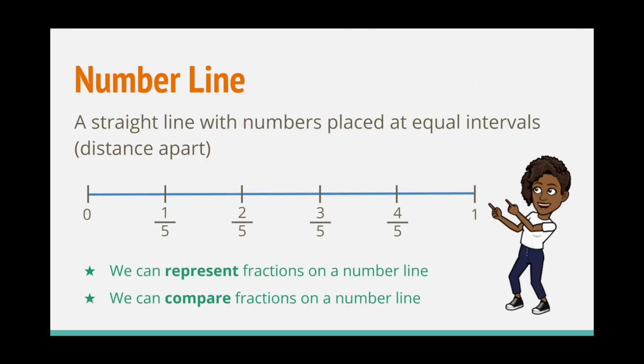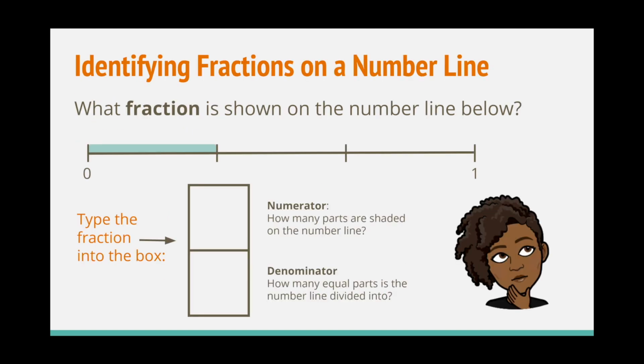I'm going to teach you a new word. This is called a number line. A straight line with numbers placed at equal intervals. That means they're the same distance apart. So these spaces are the same size. So we can represent fractions on a number line, and we can use a number line to help us compare fractions. So we're going to get started.